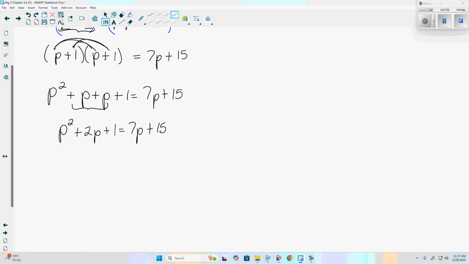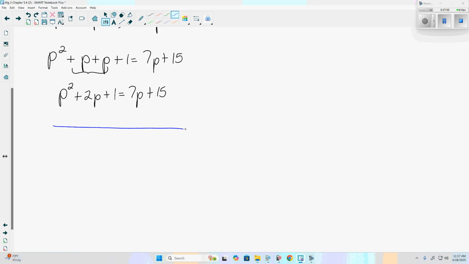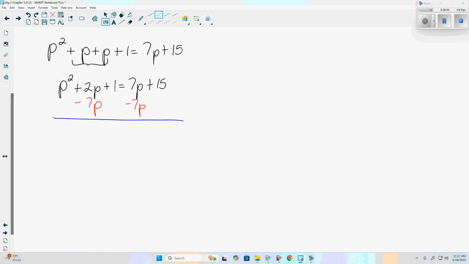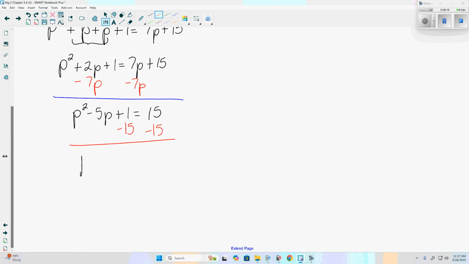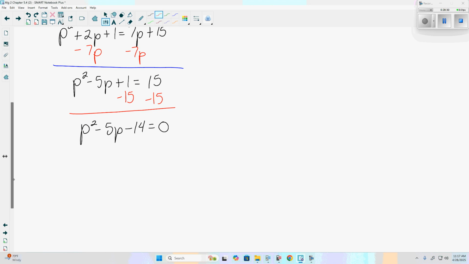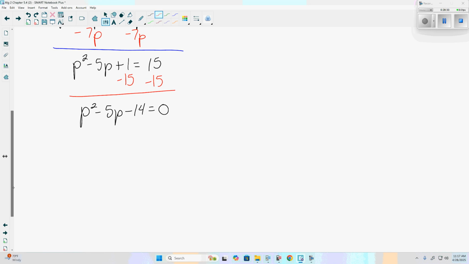Now again, we do have a squared term and a middle term, so we do need to get this equation equal to 0. So the first thing we can do is subtract 7p from both sides, telling us that p squared minus 5p plus 1 is equal to 15. Then we can subtract 15 from both sides, telling us p squared minus 5p minus 14 is equal to 0. Questions on how we got to this point here?